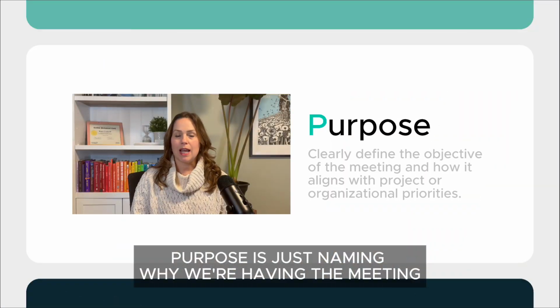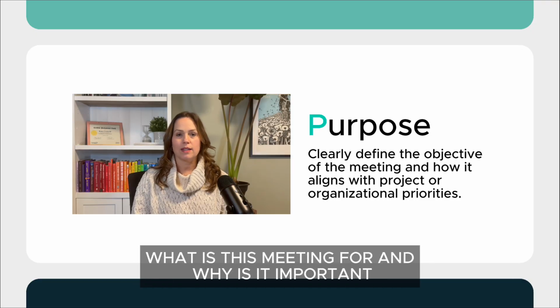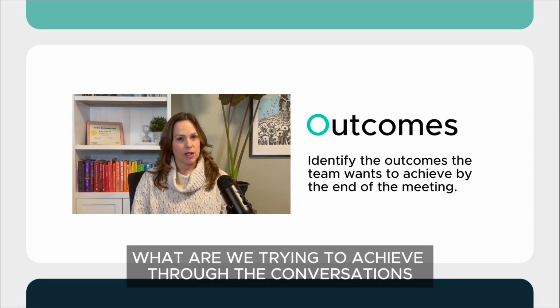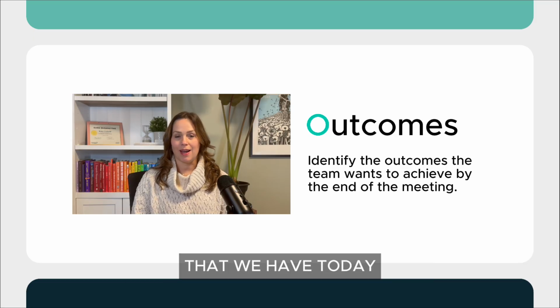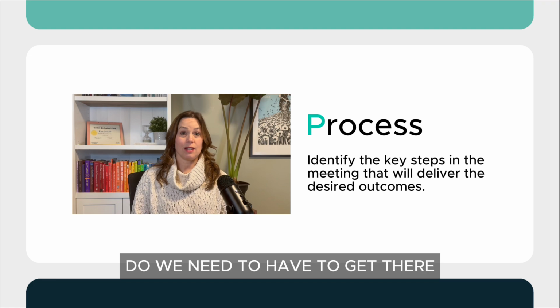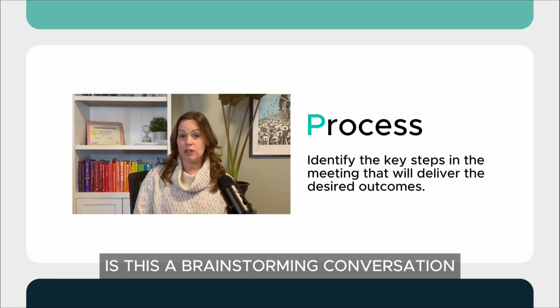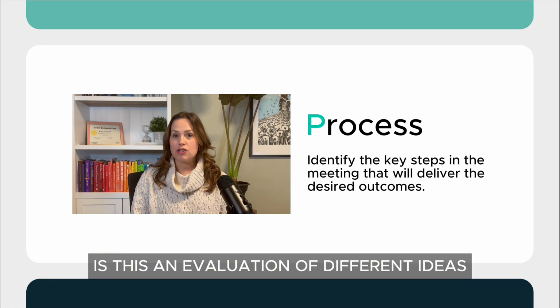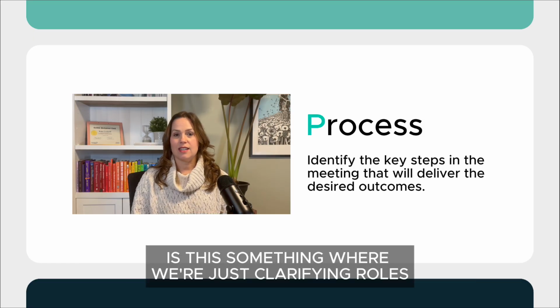Purpose is just naming why we're having the meeting. What is this meeting for and why is it important? Outcomes. What are we trying to achieve through the conversations that we have today? And then process. What kinds of conversations do we need to have to get there? Is this a brainstorming conversation? Is this an evaluation of different ideas? Is this something where we're just clarifying roles to move forward?